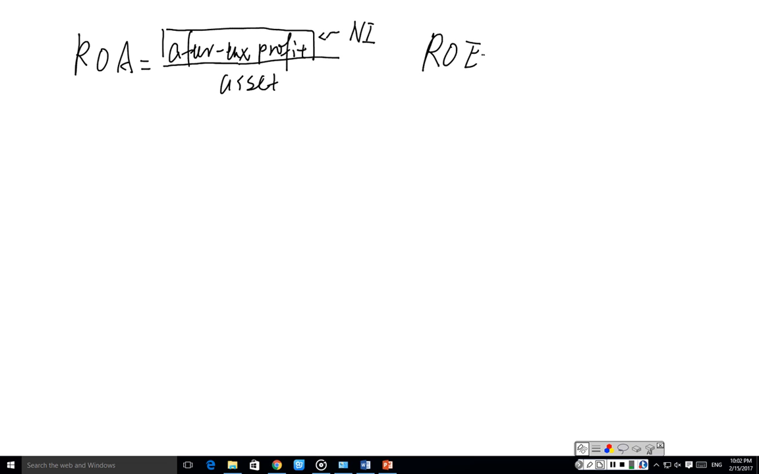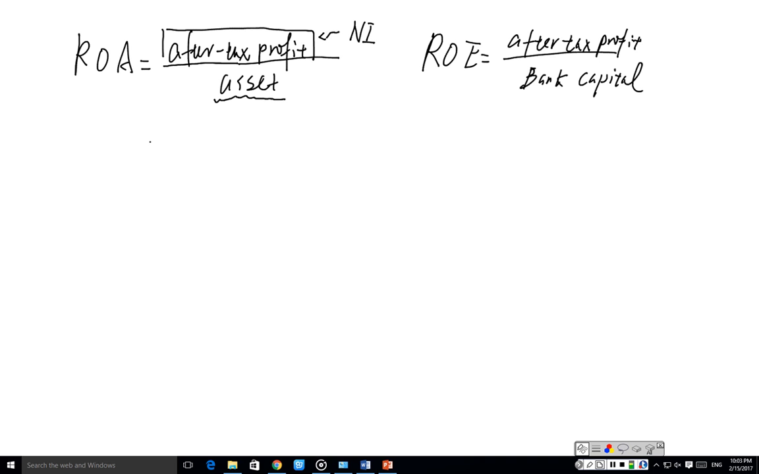ROE can be calculated by after-tax profit divided by equity. In the bank case, we know equity means bank capital. So what's the difference between these two ratios? You can see both of these ratios have the same numerator, after-tax profit, but a different denominator. For the ROA, it is asset.